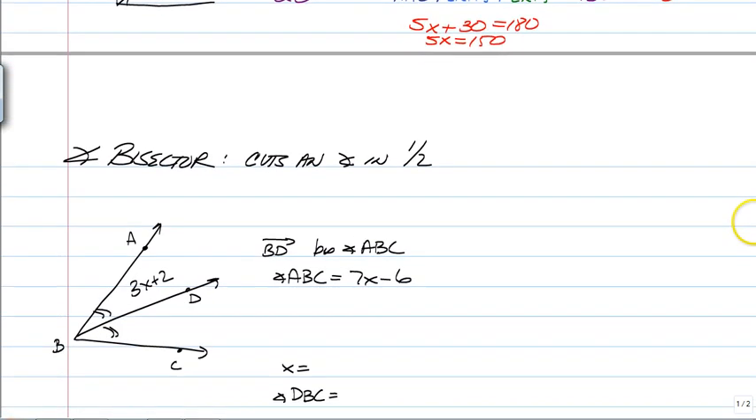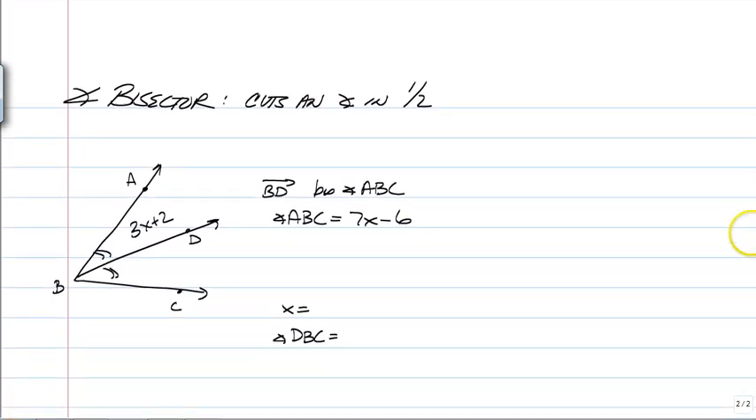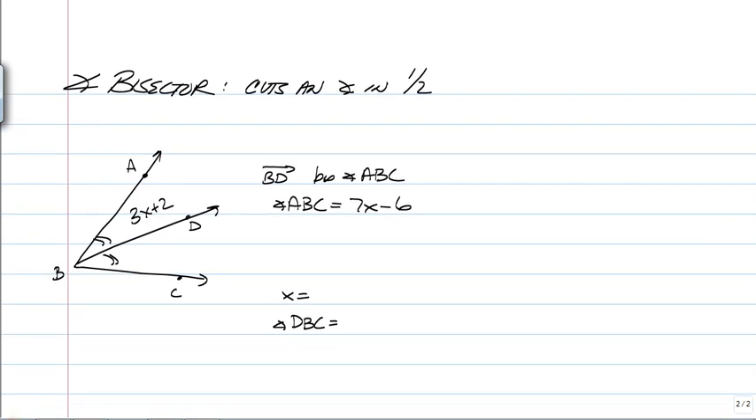One last topic for this set of notes, and we are good to go. And that's an angle bisector. Now, an angle bisector is basically the same thing as a midpoint of a segment. The only difference is an angle bisector cuts an angle in half, where a midpoint cuts a segment in half. So again, in a way, this is review. All you have to remember is that these angles have the same measure.